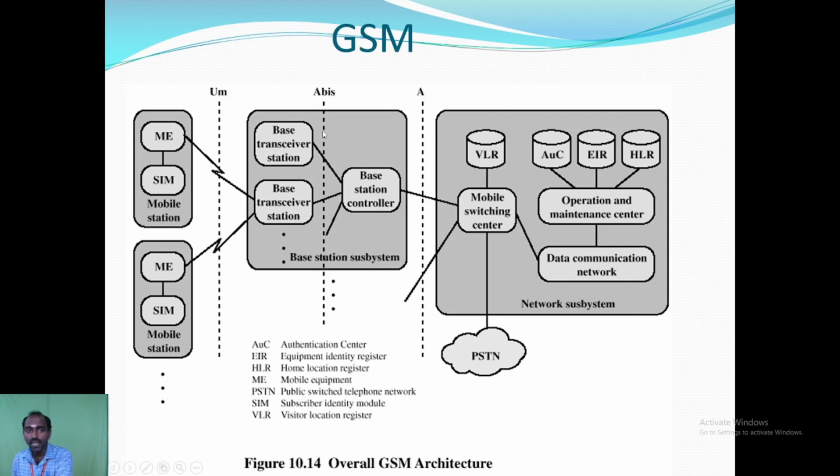The second one, the Abis interface. What is the function of the Abis interface? The interface between the base station controller and the base transceiver station. Next, the third one is the A interface. The A interface is the interface between the base station controller and the mobile switching center. So these are the three interfaces used in GSM.